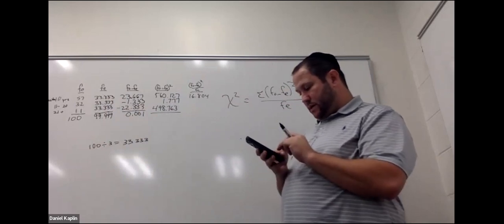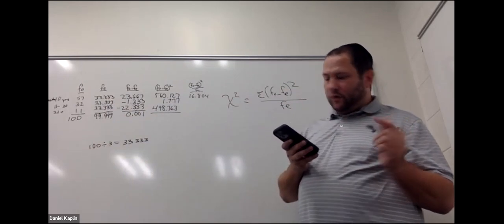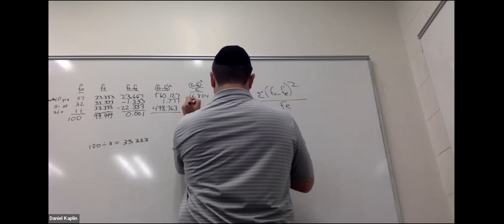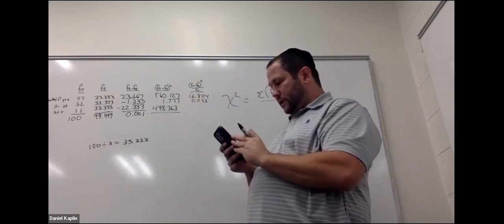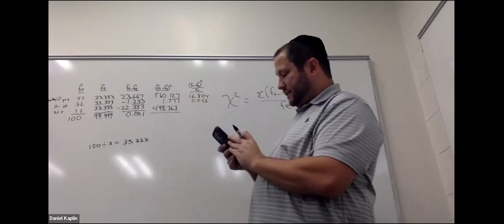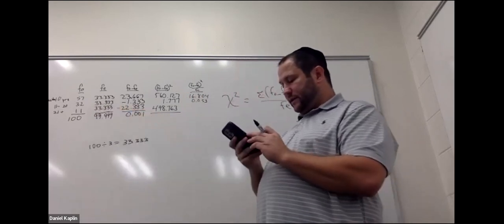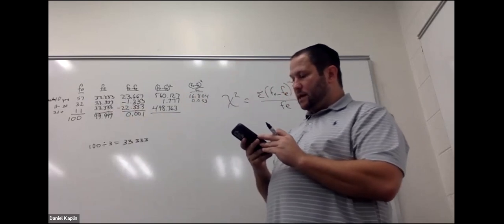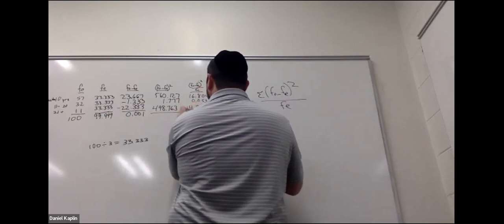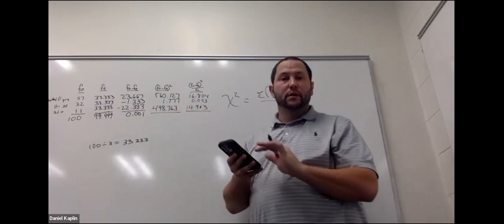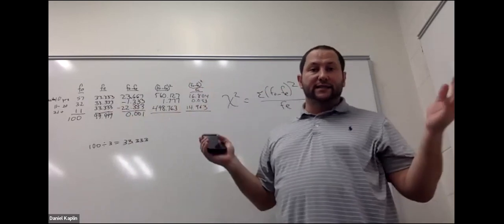Now, the next one we're going to do is 1.777 divided by 33.333. And then for this one, I'm going to get 0.053. And then the last one is 498.763. And I'm going to divide that by its expected frequency of 33.333 again. And I'm going to get something that looks like this, 14.963. I'm going to add these up. And then this, when I add up the last column, that is actually our chi-square value.